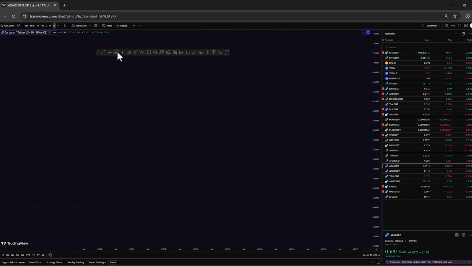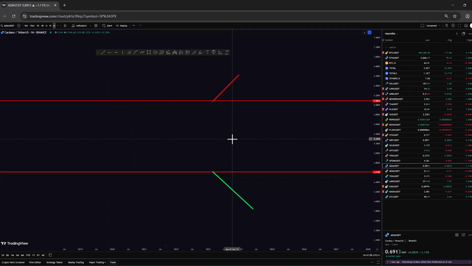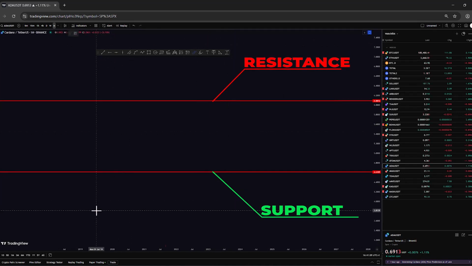Before that, you need to know what support and resistance are. Support and resistance are 2 lines or zones that the price reacts to. For example, if we have price here and it moves up, we're moving here.